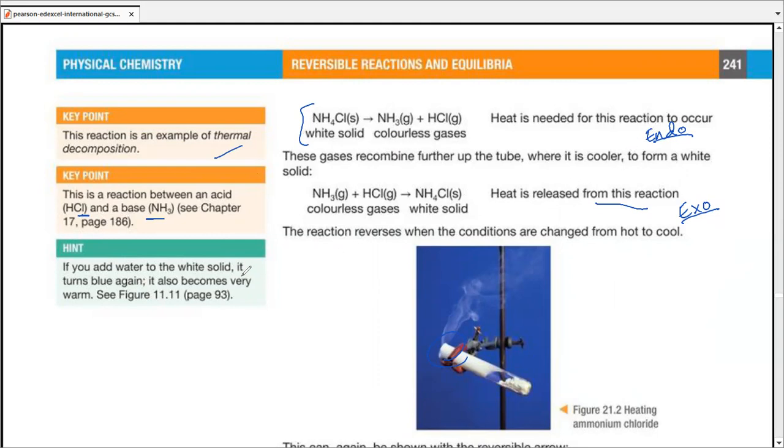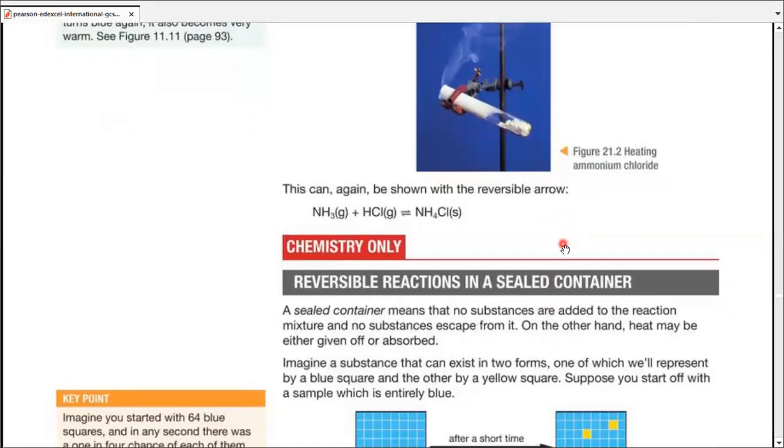If you add water to the white solid, it turns blue again. It also becomes very warm. We also understand those facts from the previous example. So I guess it's pretty understandable how this reversible arrow is shown in this reaction. If it all makes sense, let's move on, shall we?